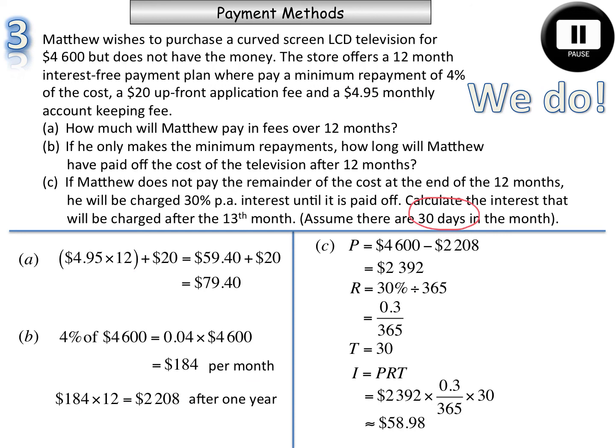So that's the amount of money, well, that's the balance. There's the interest rate, and we'll assume that there are 30 days in that month. So after the 13th month, the interest is $58.98.